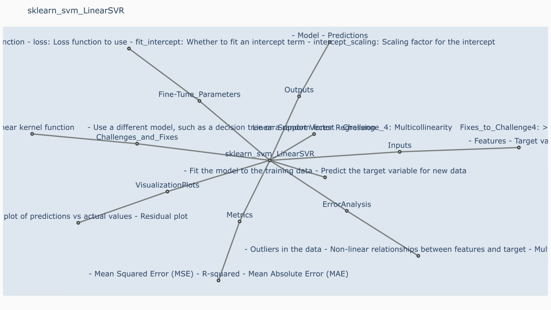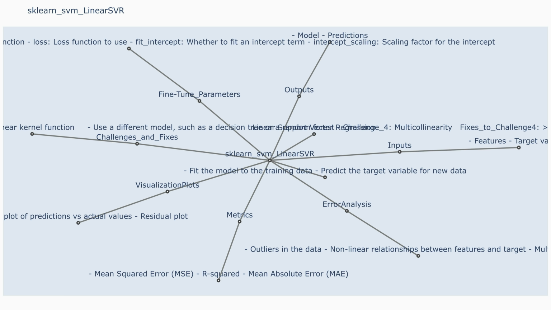sklearn SVM Linear SVR. Description: explain in detail. Linear SVR is a linear support vector regression (SVR) model implemented in scikit-learn. It finds a hyperplane in the feature space that best separates the data points while minimizing the error of prediction.